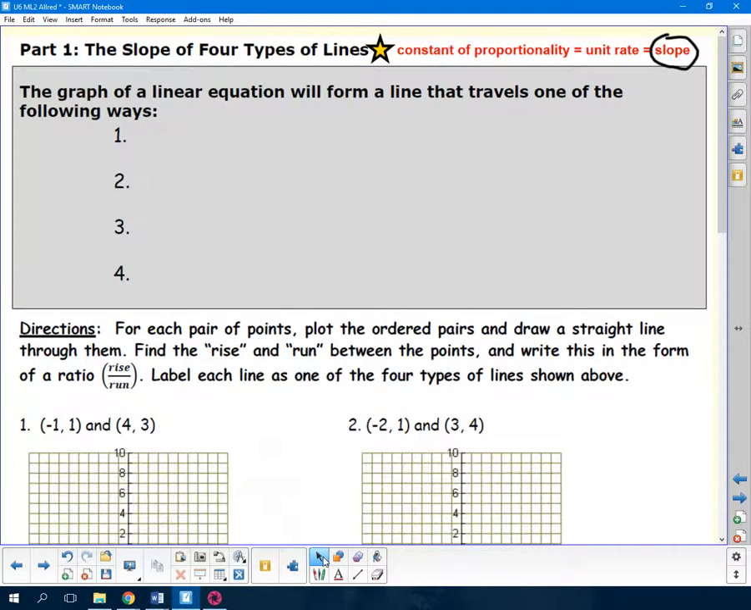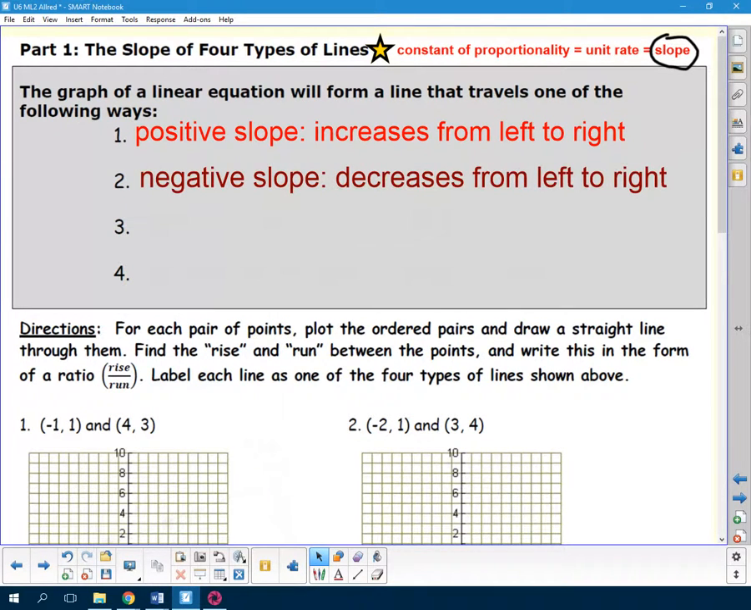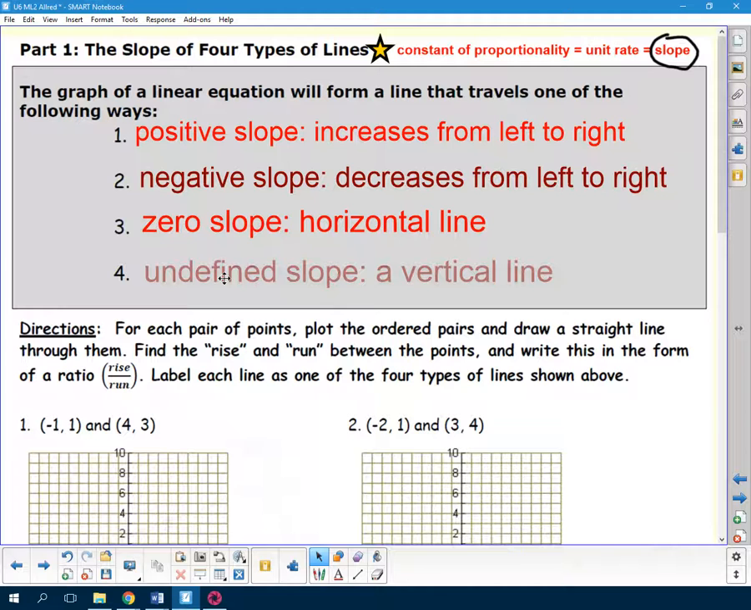When we're looking at lines on graphs, a line can travel one of 4 ways. It might have positive slope, so it might increase from left to right. It might have negative slope, so it might decrease as a line from left to right. Positive or negative slope sounds simple enough. It might have 0 slope. That would be a horizontal line, like a field. It has no slope. There's no hill. There's no valley. It's just 0 slope. And it might be undefined. We can't really put a number to it because it's a vertical line.